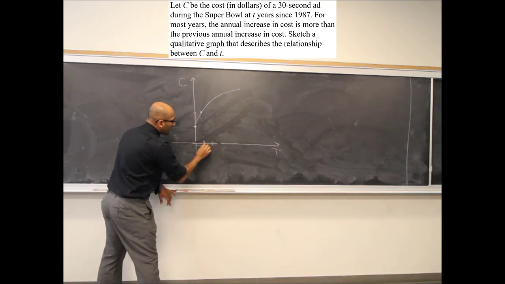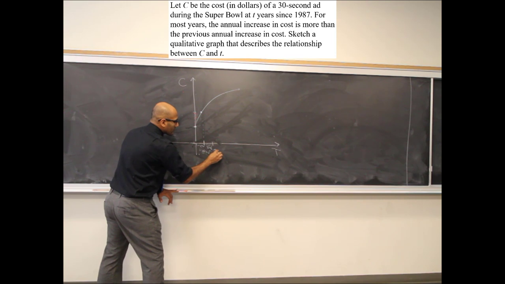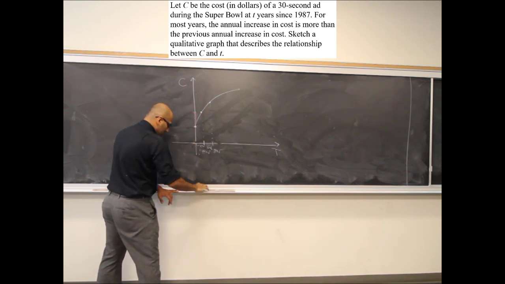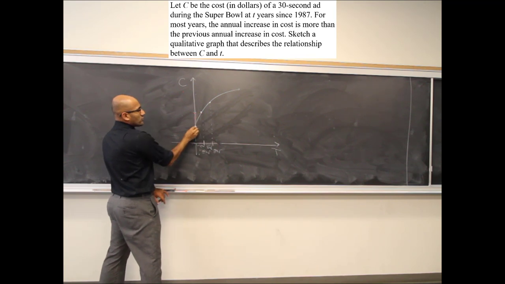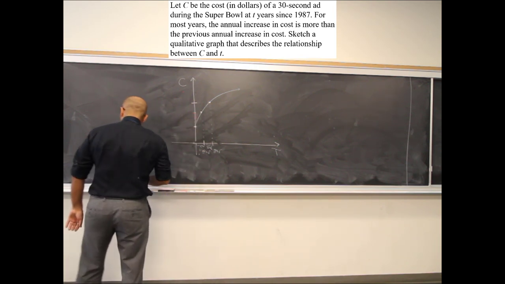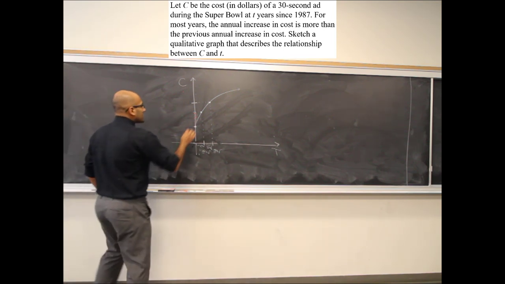So then one more year. So this is second year. Okay, so then that means that this point was 1987. This point is 1988. This point is 1989. And so here's the price for it. Yes, it went up, right? For sure, it went up. But did the rate at which it went up, did that part increase?